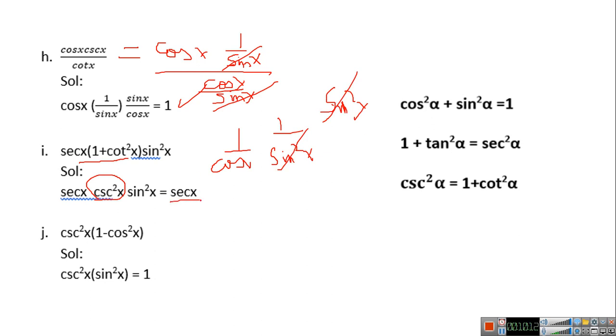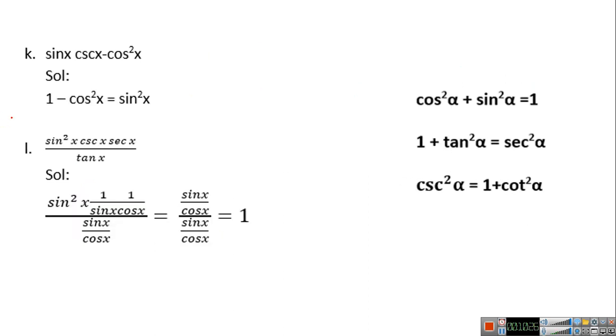Now we know that 1 minus cosine square x is equal to sine square x. And we know that cosecant square x is 1 over sine square x. Times sine square x up, it will be directly 1. So these problems are very simple. Cosecant is 1 over sine. Sine times 1 over sine is 1. 1 minus cosine square x is sine square x.